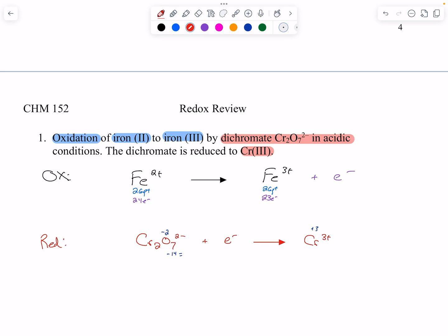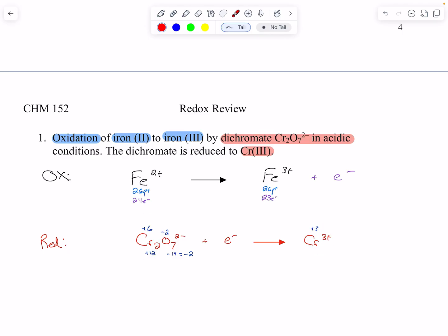That's much better, isn't it? So 14 equals negative 2. So that means this is a plus 12. So chromium is plus 6 there. All right. So what element is changing? Well, chromium is plus 6 to plus 3.